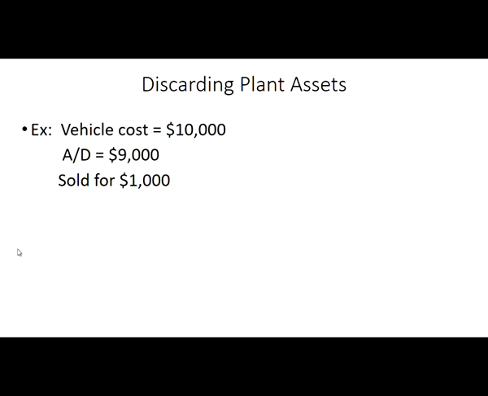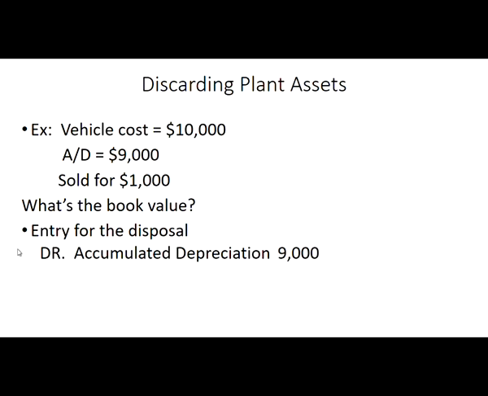All right, here's another scenario. Same asset, $10,000 cost, accumulated depreciation of 9,000, sold in this case for $1,000. What's my book value of this asset? Well, it's the same $1,000 book value. So I have a $1,000 book value asset that I sold for $1,000. Wait a second, that's a pretty good deal, right? It's about what it's worth. My entry: $9,000 debit to accumulated depreciation, debit to cash 1,000, credit vehicle 10,000, and look what happens. We're done. There's no gain or loss because we thought it was worth 1,000, and we sold it for 1,000. That makes some sense to us.